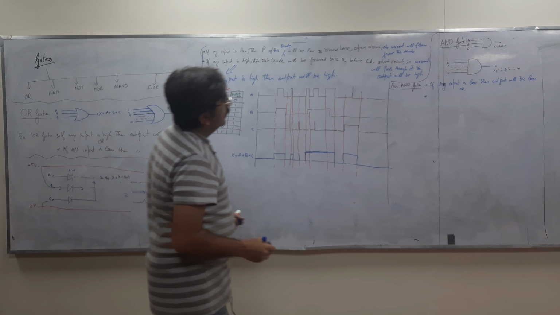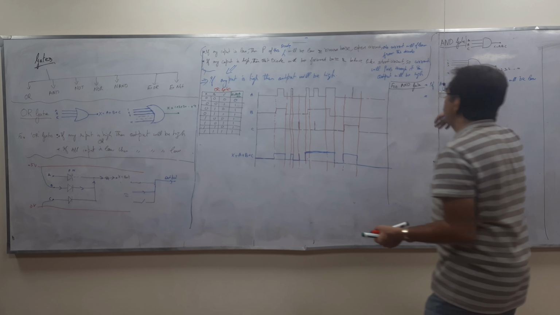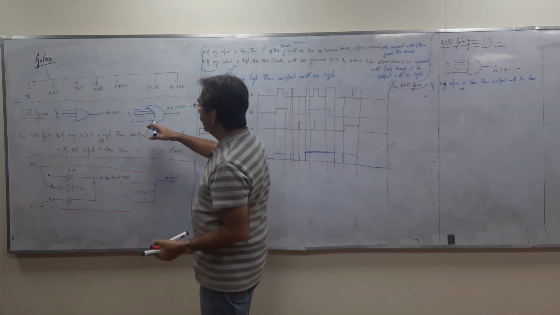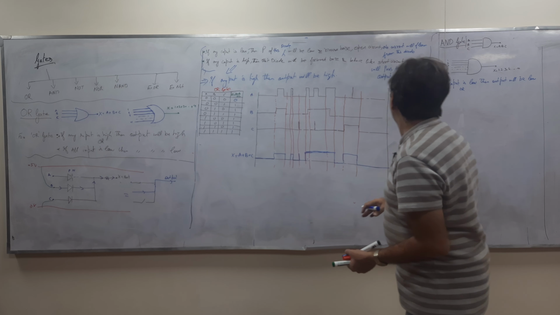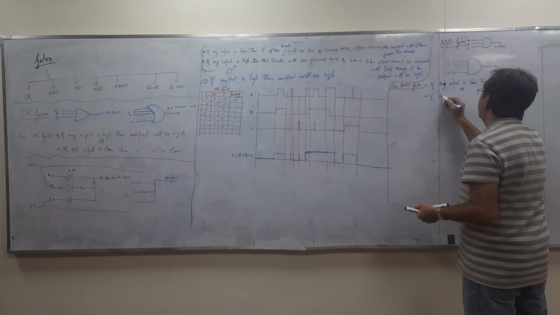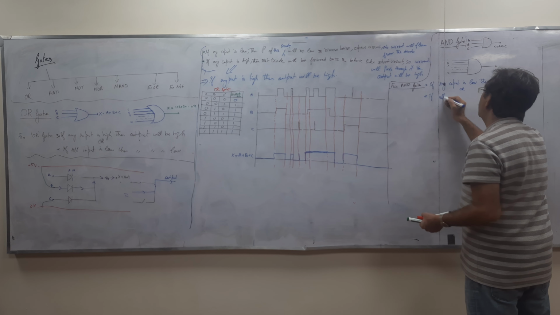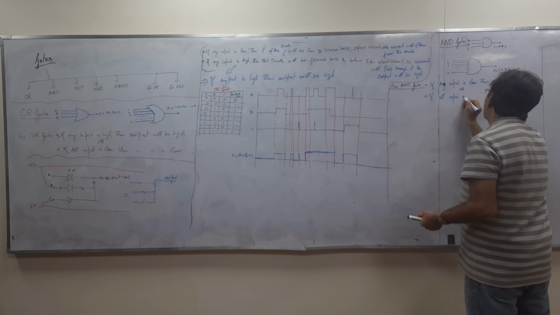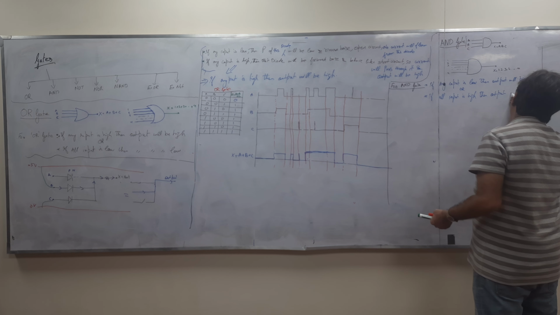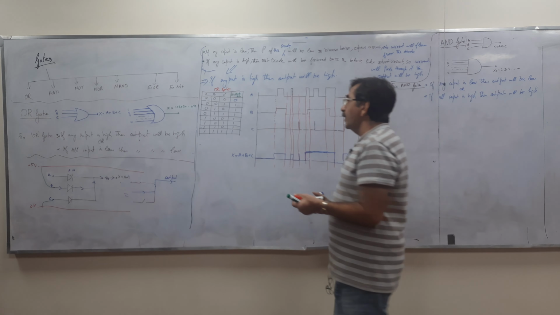Or you may say, as we have discussed in the case of the OR gate, if any input is high, then the output will be high, but in the case of the AND gate, if all inputs are high, then the output will be high. Opposite to this, okay. There, if all inputs are low, then low, but in this case, if all inputs are high, then the output will be high.